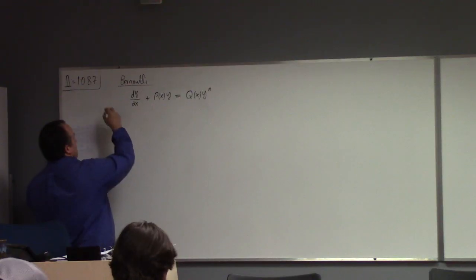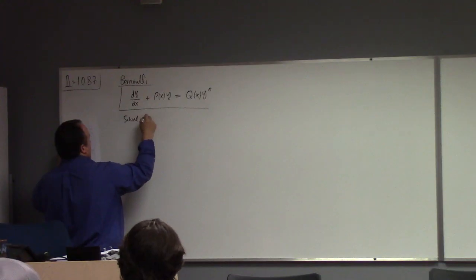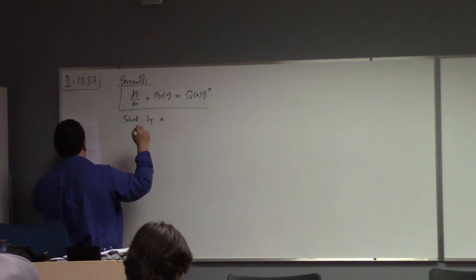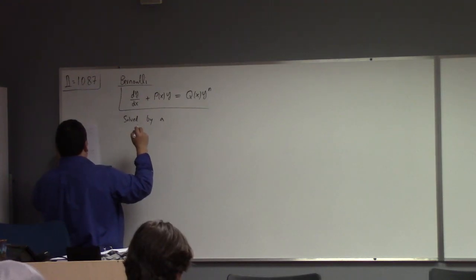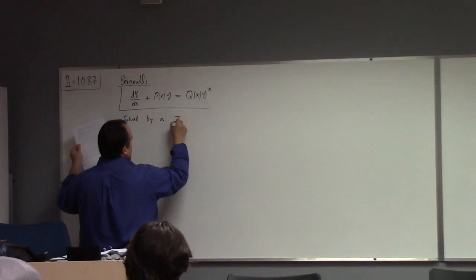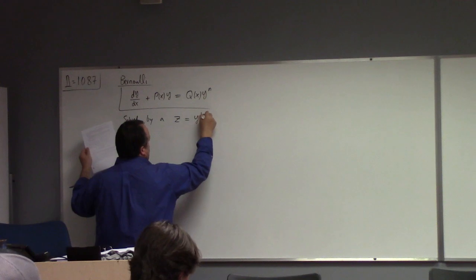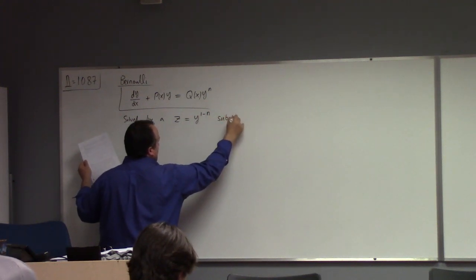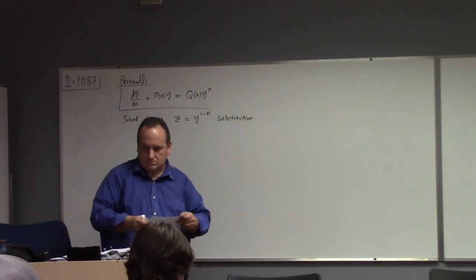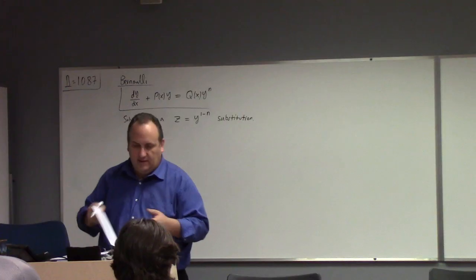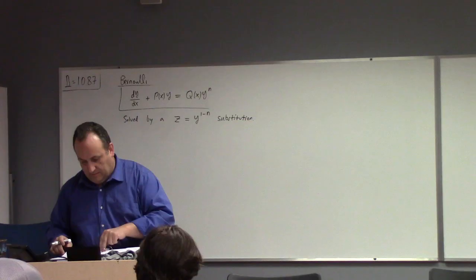And basically, it can be solved by a... trying to find it in here. I don't have it memorized. Z, or if you like V, I'll use Z for a change. Z equals y to the 1 minus n substitution. All right. Because it turns out that if you do that, it turns it into a linear differential equation, which you can solve.